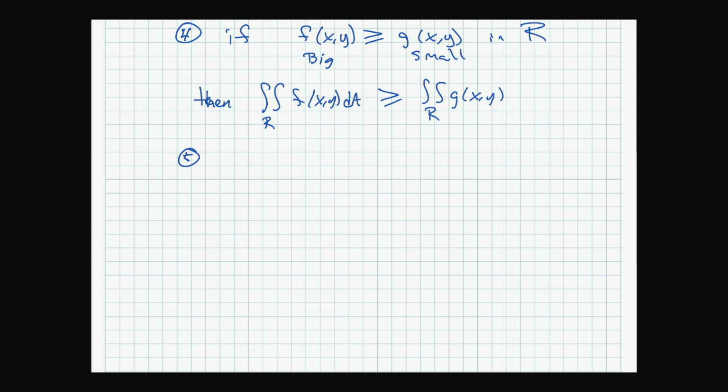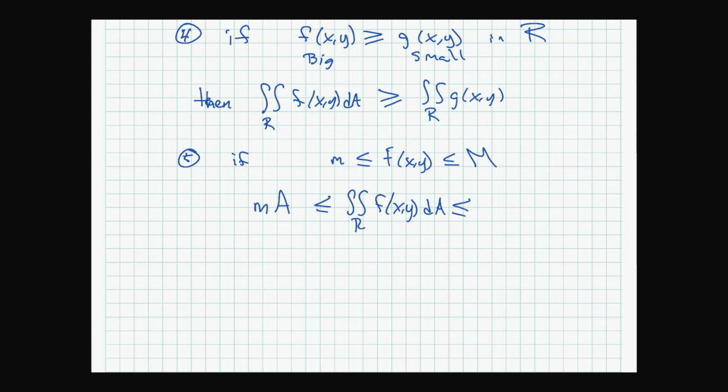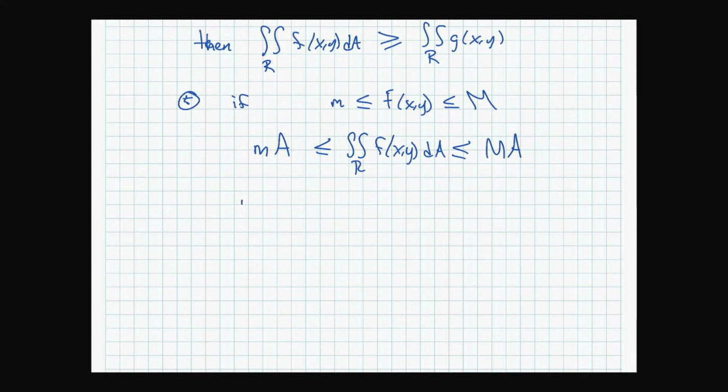Okay, so another thing you can do is, if f of x y is in between these two numbers, little m and big M, then your integral is going to be between two things. And it's a little bit tricky, so I'm going to say it's little m A and big M A, where A is the area of R.